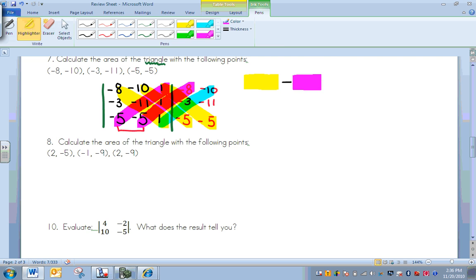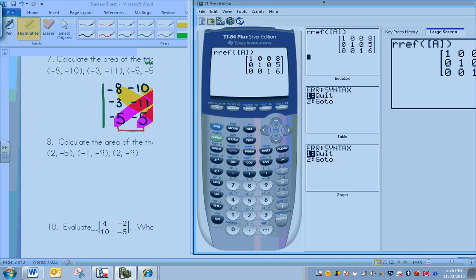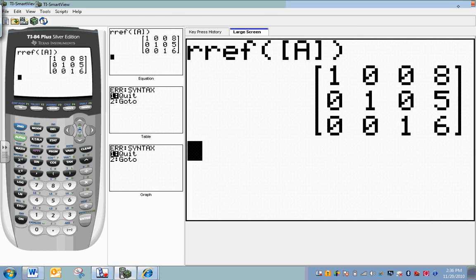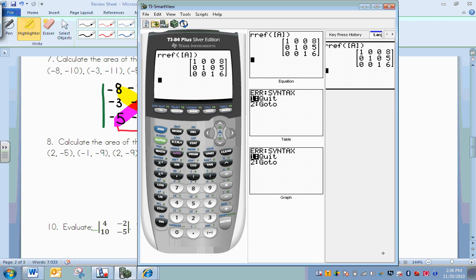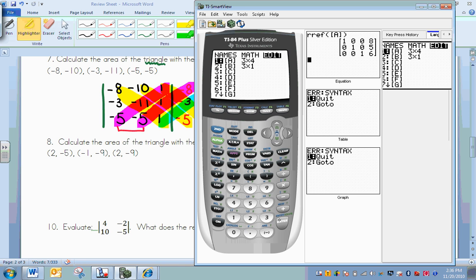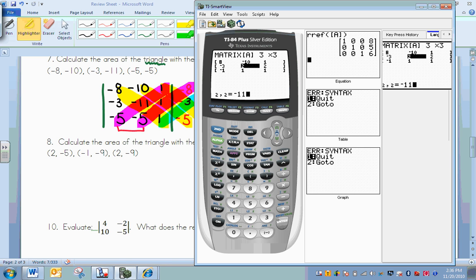You know you can have your calculator find the determinant for you. On your calculator, what you want to do is put your matrix in for matrix A. So if I go to second matrix and I type in edit, I want the 3 by 3 matrix. Now you just put in your points. So I've got -8, -10, and then my filler column, which is 1, -3, -11, and my filler column, which is 1, and then -5, -5, 1.